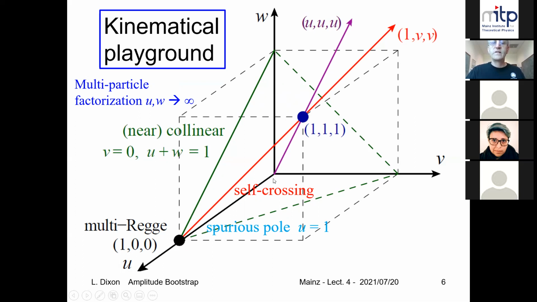And then there are various other lines. This one is a symmetric line. And the multi-particle factorization limit, those 3 particle invariants appear in the denominator of 2 of the cross ratios. So that limit doesn't really appear here. Rather, it's out at infinity.